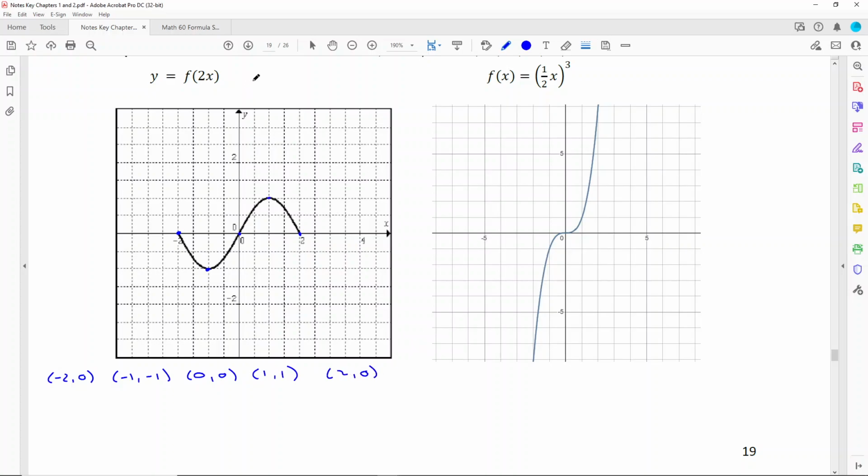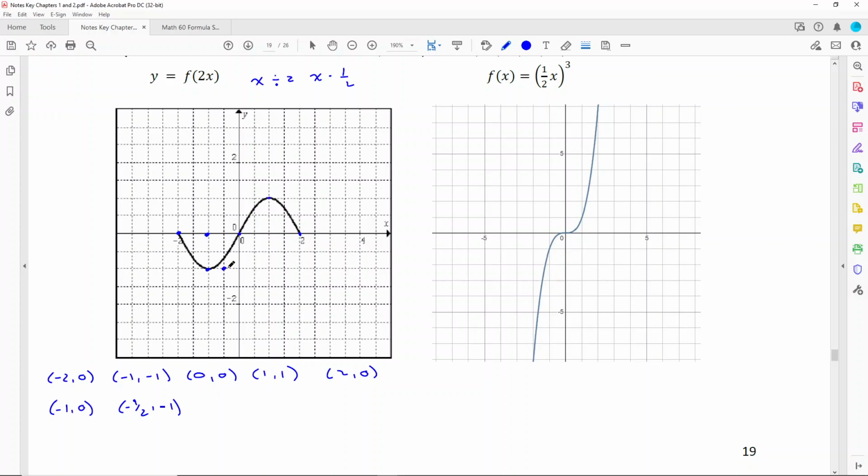Okay, to each of these, I'm going to take the x values and divide them by 2, or multiply them by a half, whatever you want to think of. So all the x values, I'm going to divide by 2 or multiply by a half. So this one's going to be (-1, 0), and I would plot it as I go. This one's going to be (-1/2, -1).